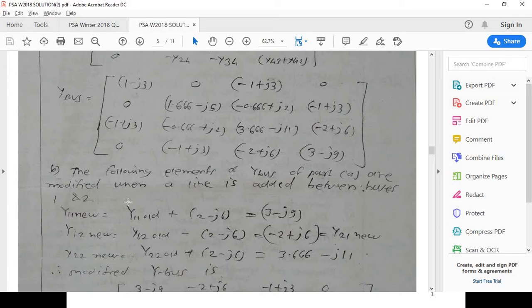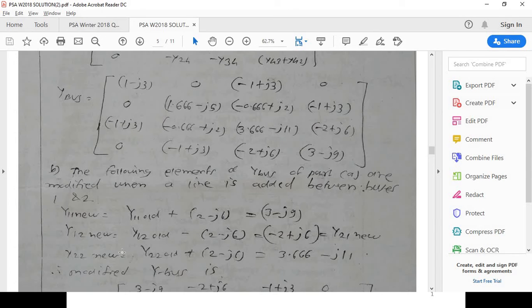What is the second parameter which will be affected? y12. So y12, which is the off diagonal element, means the newly added admittance will be subtracted from it. So it will be y12 old minus (2 minus j6). What is the y12 old? 0. So 0 minus (2 minus j6), that is minus 2 plus j6, which is equal to y21 new, because we know that the Y bus matrix is a symmetric matrix in which y12 is equal to y21.